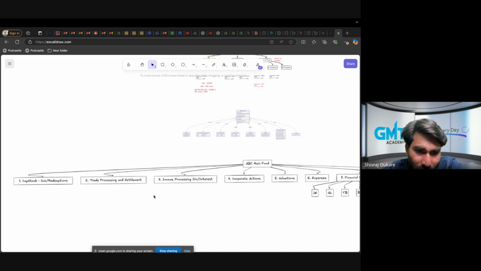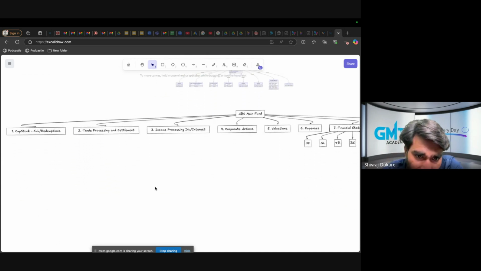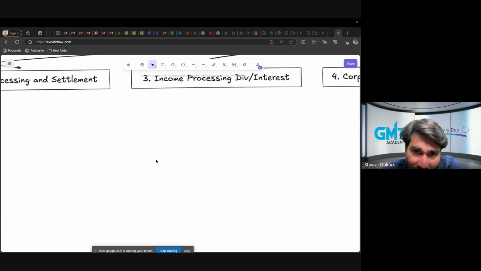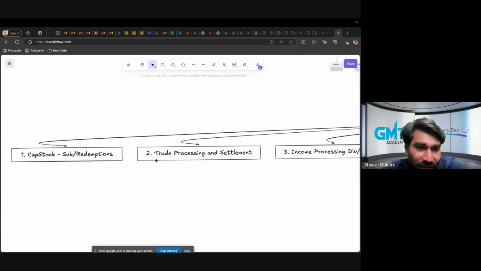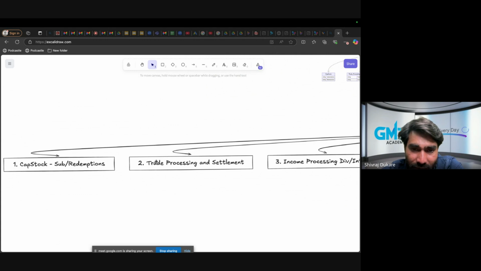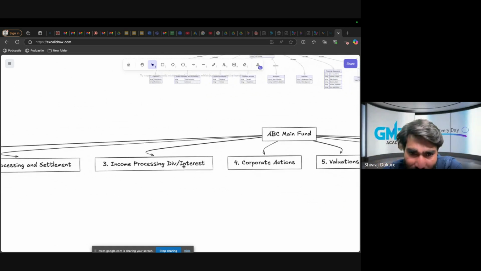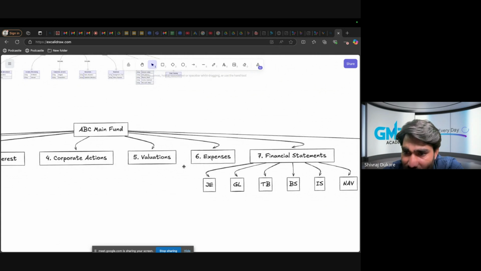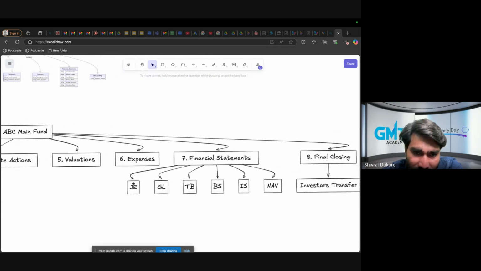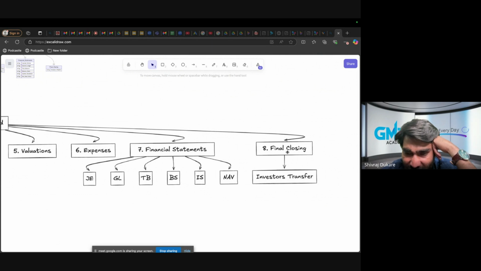So this is how your flow looks. Even if you join anywhere as a BA, they'll ask you to design a flow like this using different applications. So you can note this flow down. It works like cap stock, trade processing, income processing, corporate actions, valuations, expenses, financial statements, journal entry, group ledger, trial balance, BS. We have discussed in my previous session how the financial statements look.